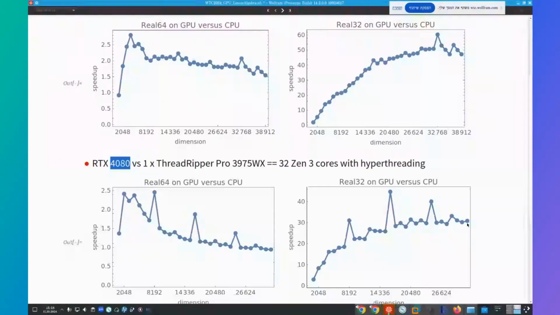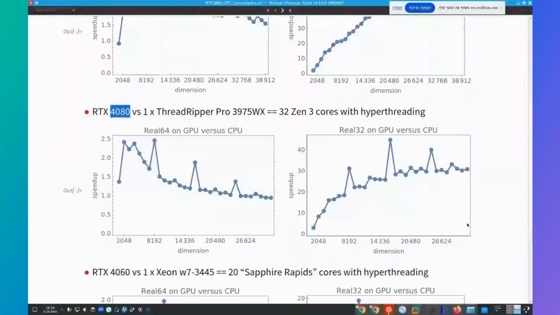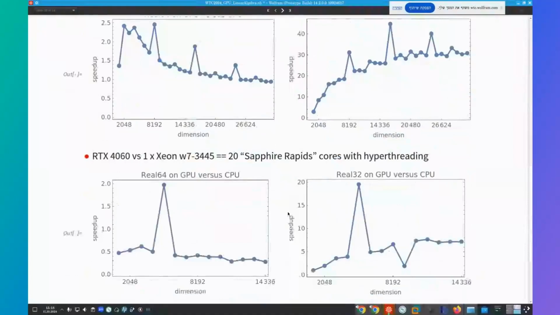And then this is my home computer, the one I'm using right at this instant. I have an RTX 4060, which is roughly a $300 graphics card, versus my Xeon W7 3445, which is a roughly $2,500 CPU. You can see the speed up is a factor of 1/2, i.e. it is slower to do this on the GPU than the CPU when you have real 64s.